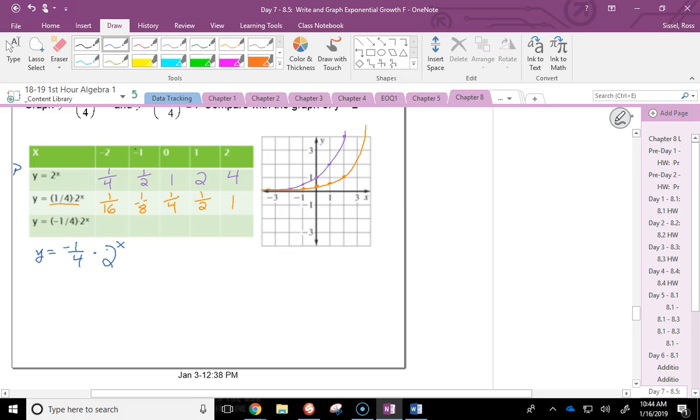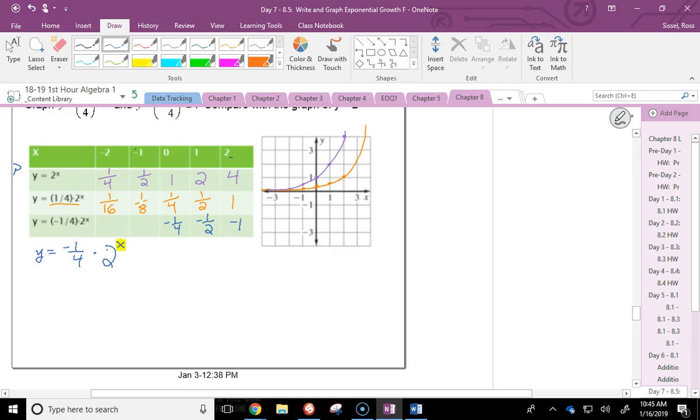Here, when I put 0 in for my exponent, I'd have 2 to the 0 power is 1. So this would be -1/4. When I put 1 in for my exponent, 2 to the first power is 2. 2 times -1/4 is -1/2. And when I put the exponent of 2 in, 2 to the second power is 4. 4 times -1/4 is -1. We work backwards to the -1.